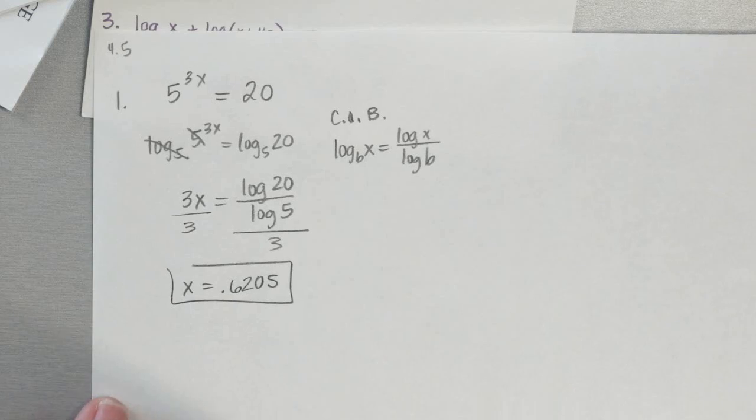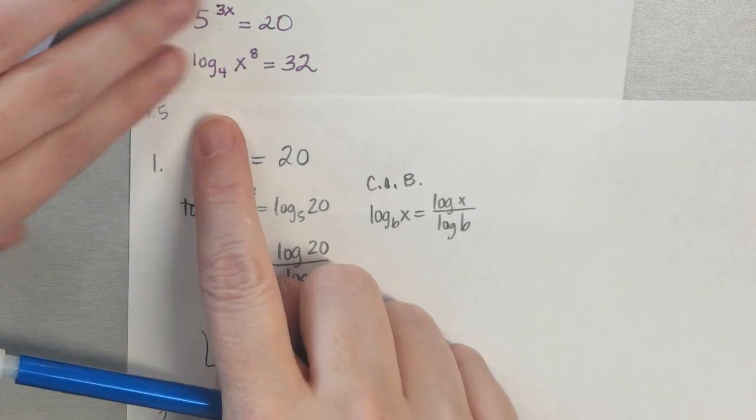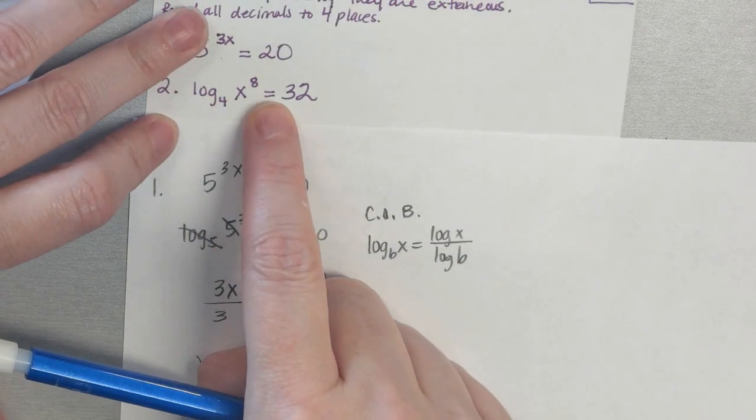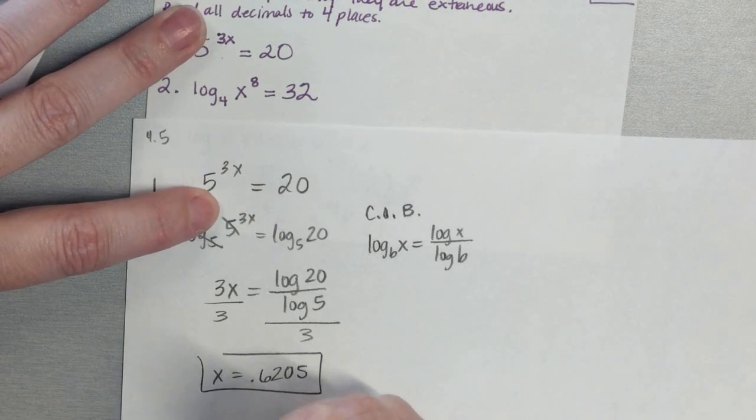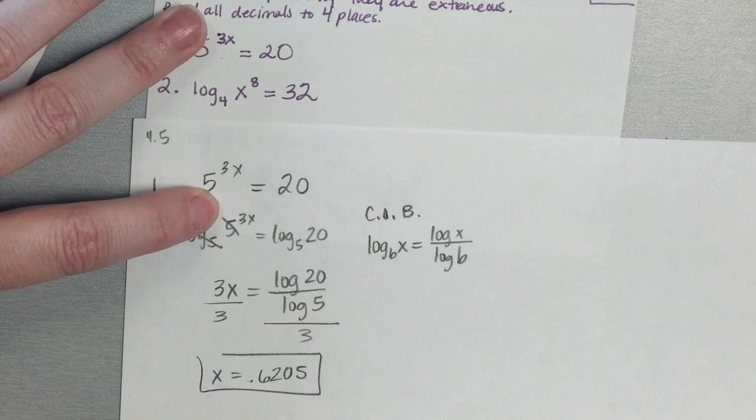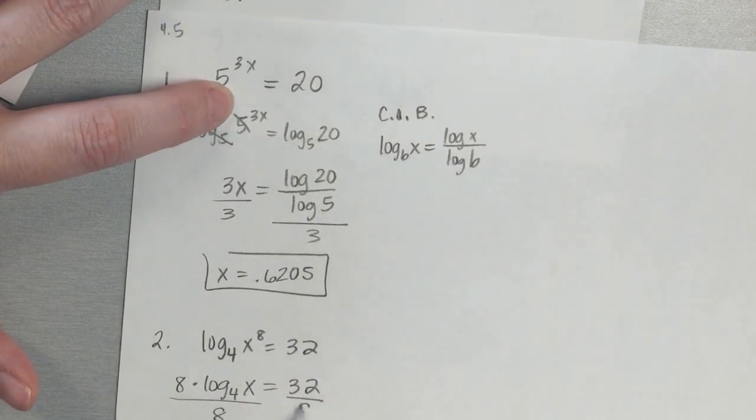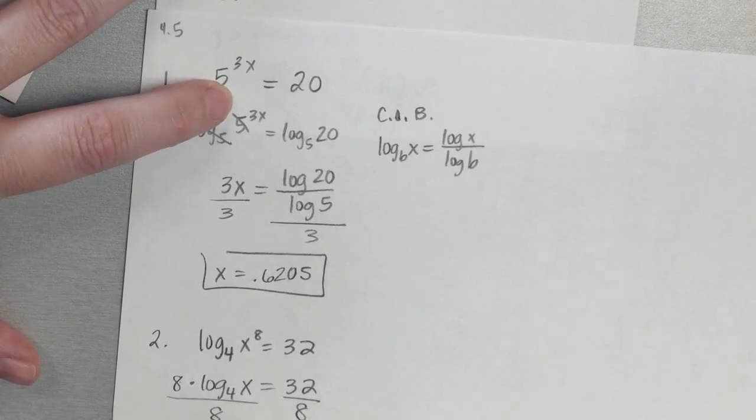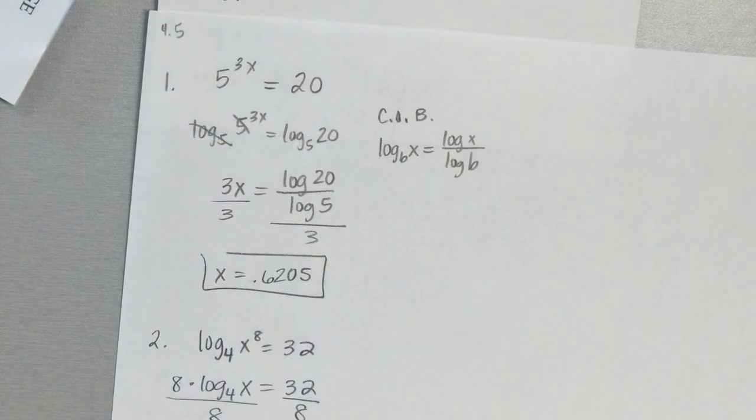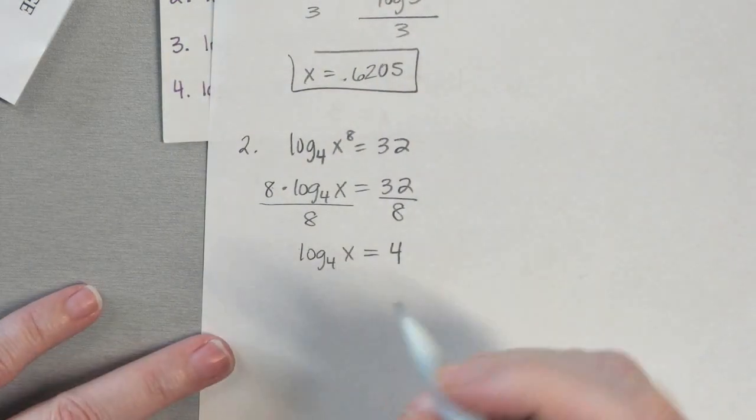Now this next one, number 2, this one could be of the no calculator portion. So for number 2, you have log base 4 of x to the 8th equals 32. The first thing you want to do is rewrite this using what rule? Yep, the power rule, the power property. And then you are going to divide both sides by 8. Sometimes this is the part that people forget, that you have to divide to get the log by itself. And then once you get the log by itself, remember, you can set up the exponential function.